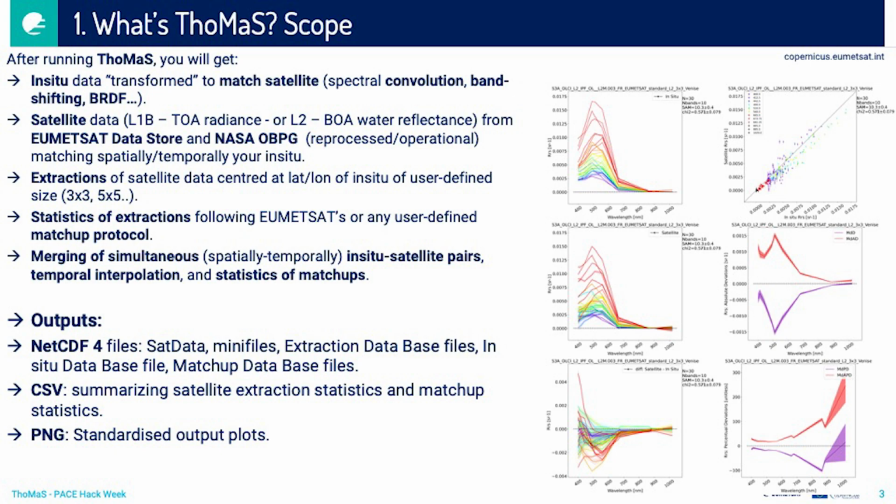So after running ThoMas, it comes in different steps. The initial step transforms the in situ data that you have in the CBAS file to match the satellite, in the sense of a spectral convolution or band shifting. So spectrally and directionally, with a BRDF correction, to make it fully normalized to the sun at zenith and the sensor pointing to nadir. This first step also includes, for example, unit conversion, to match whatever you have from the satellite data.